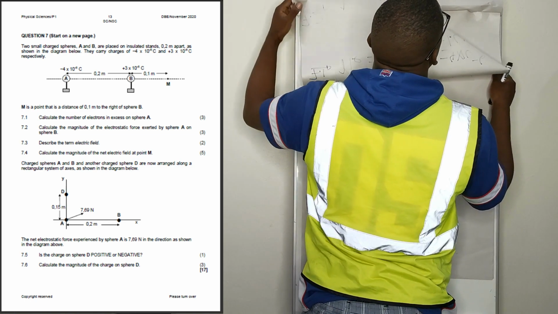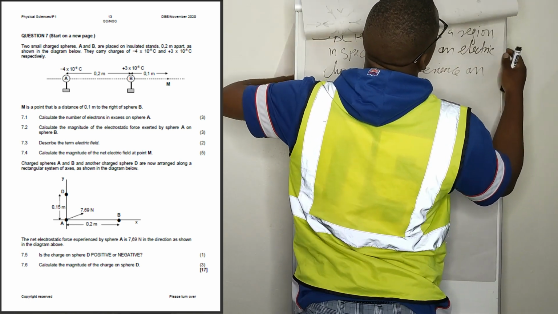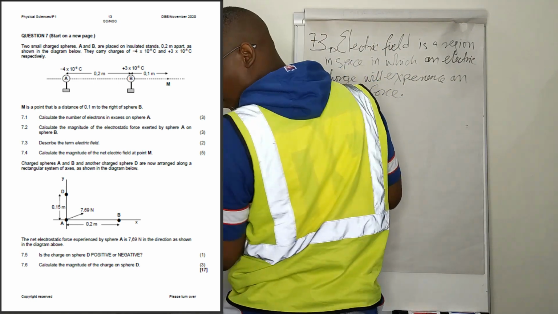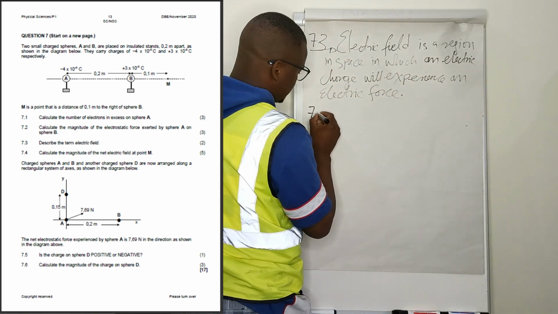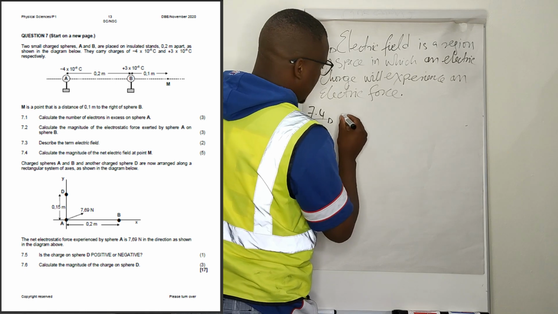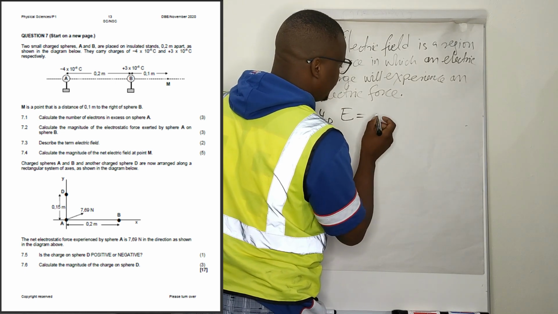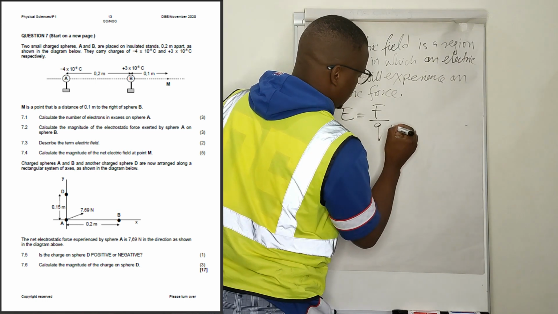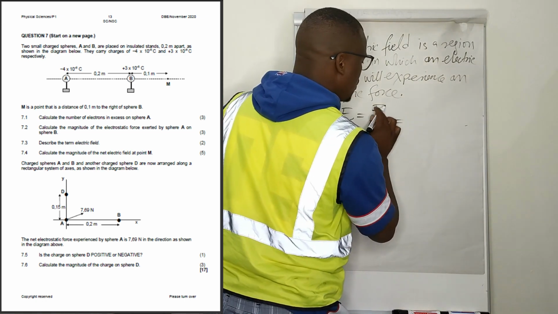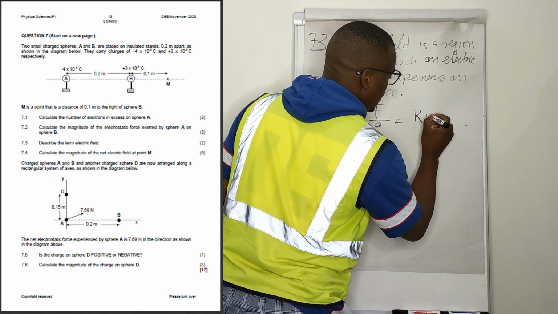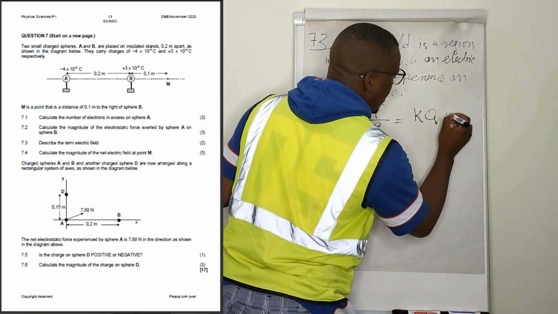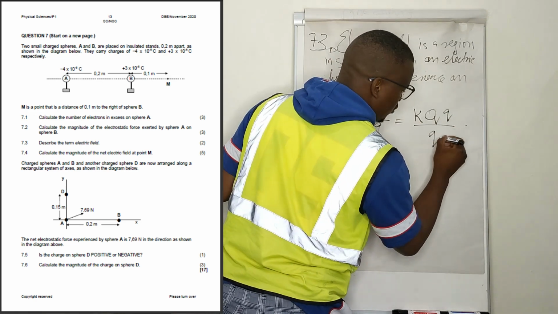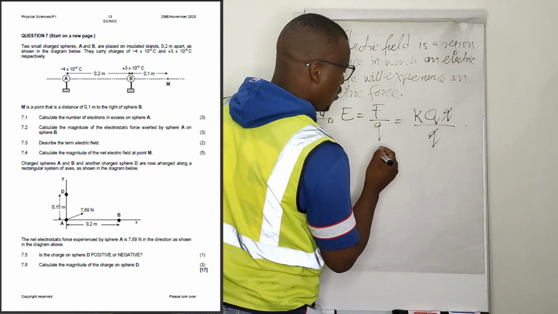So now, what is our equation for the electric field? Electric field is equal to force over q. Then you know our force is k q1 q2 over r squared. This and this go away. Oh, sorry.